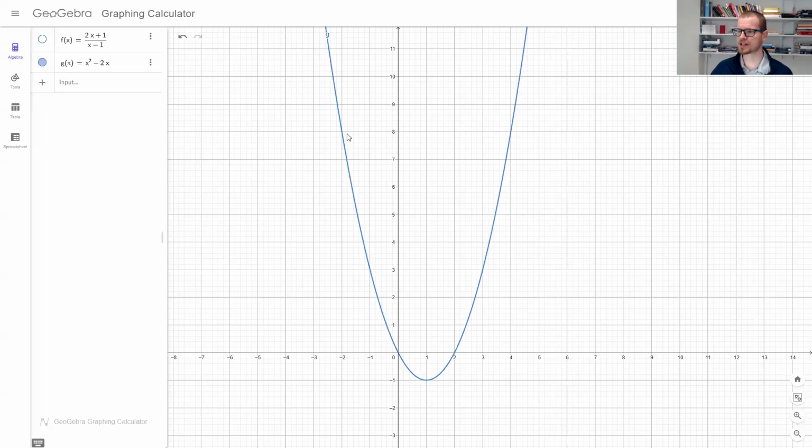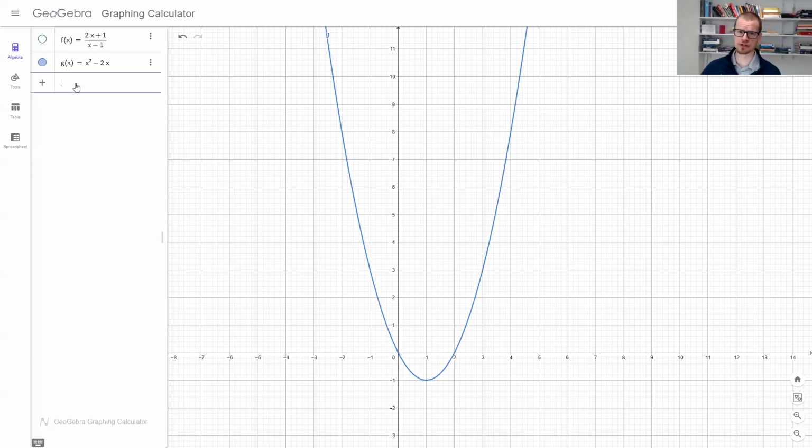Well, unfortunately not. We can see here at -2 that g of -2 is also 8. So there's two elements of the domain, namely -2 and 4, that are associated to that output of 8. So it is not one-to-one.